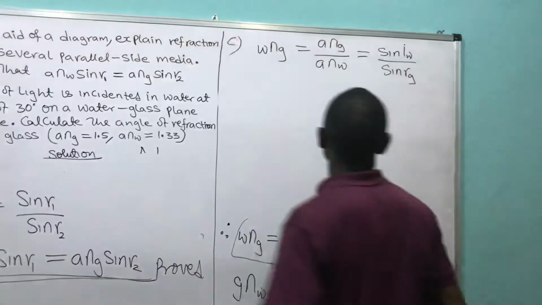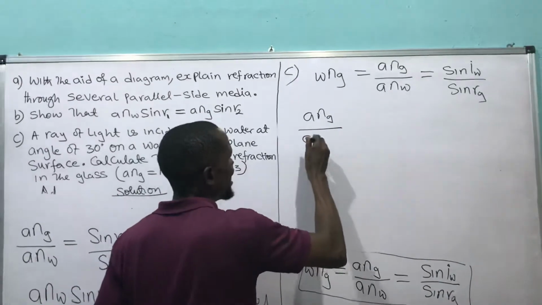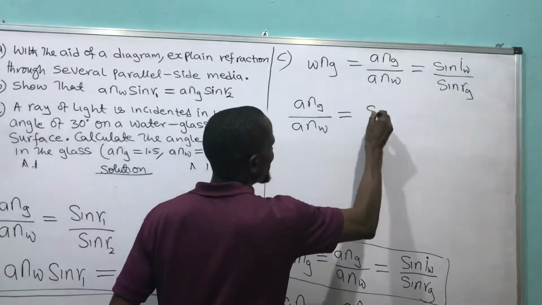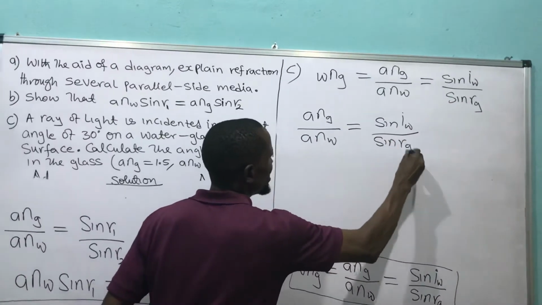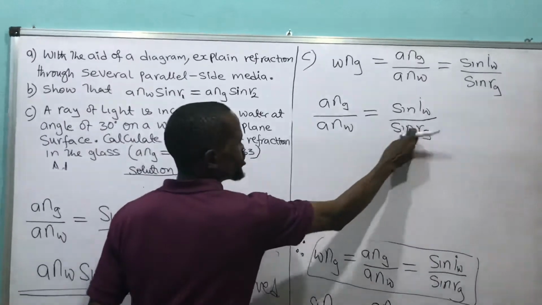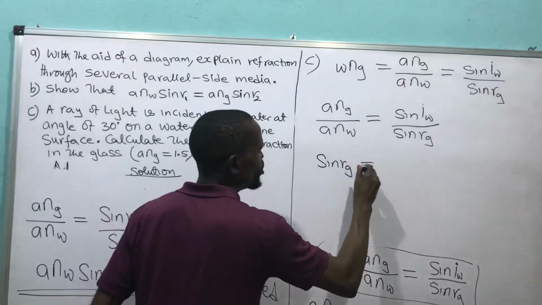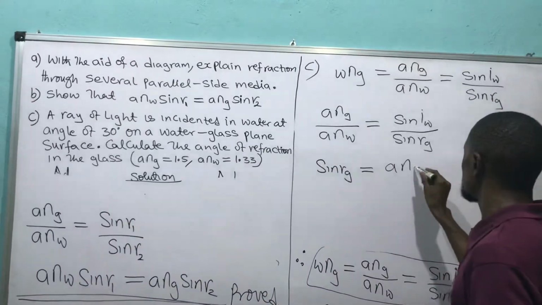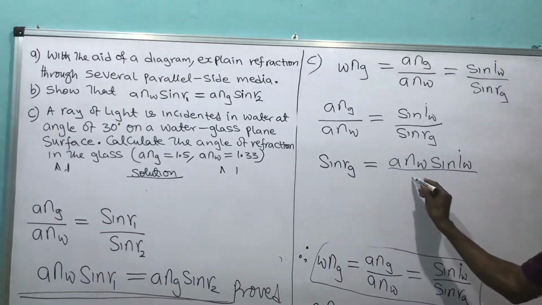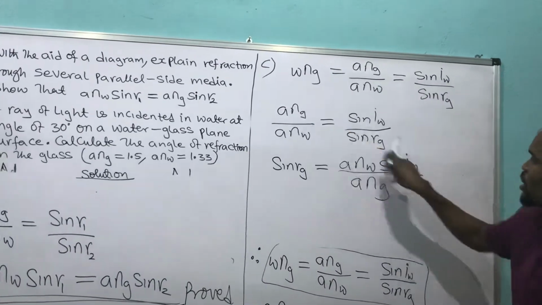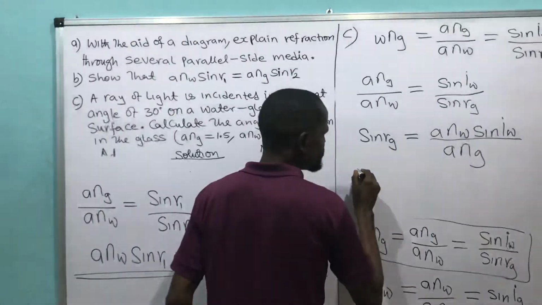Then I can now say this is a_n glass over a_n water, which is equal to sine of incidence in water over sine of refraction in glass. Are you getting what I'm saying? What they ask me is refraction in glass. Cross multiplication, making refraction in glass the subject of the formula, I will have that sine of r in glass equals a_n water times sine of incident in water over a_n glass. That's what we have.